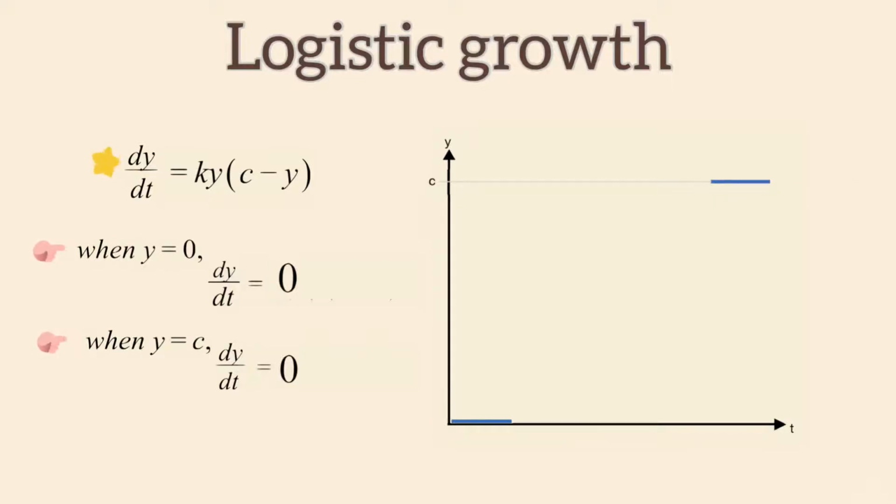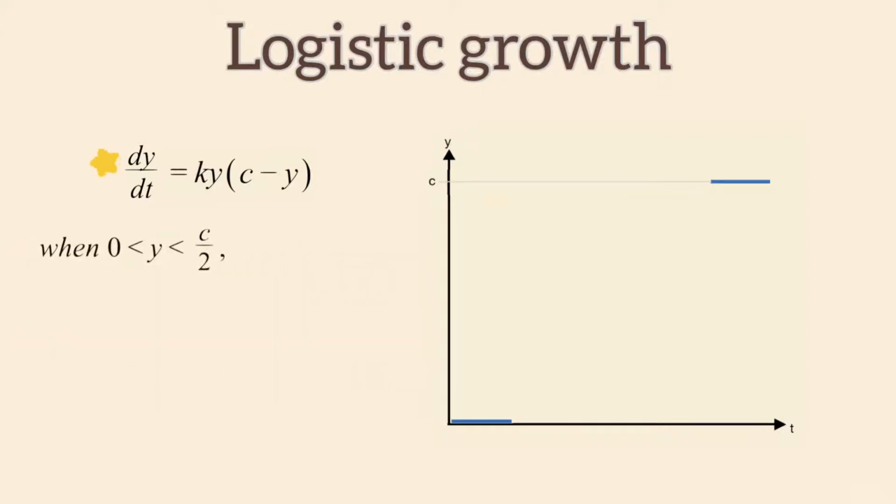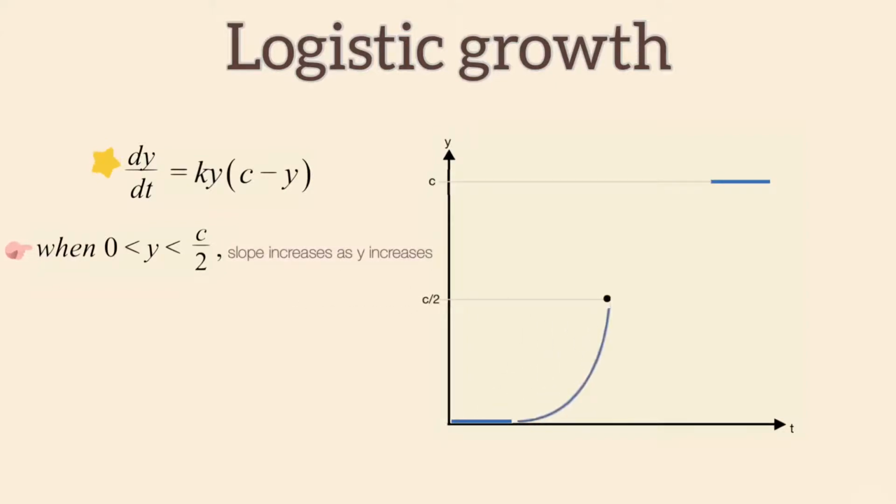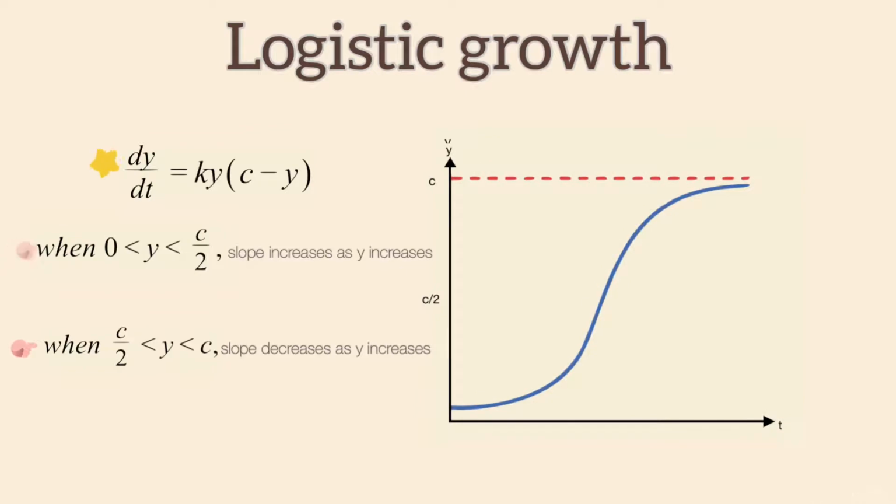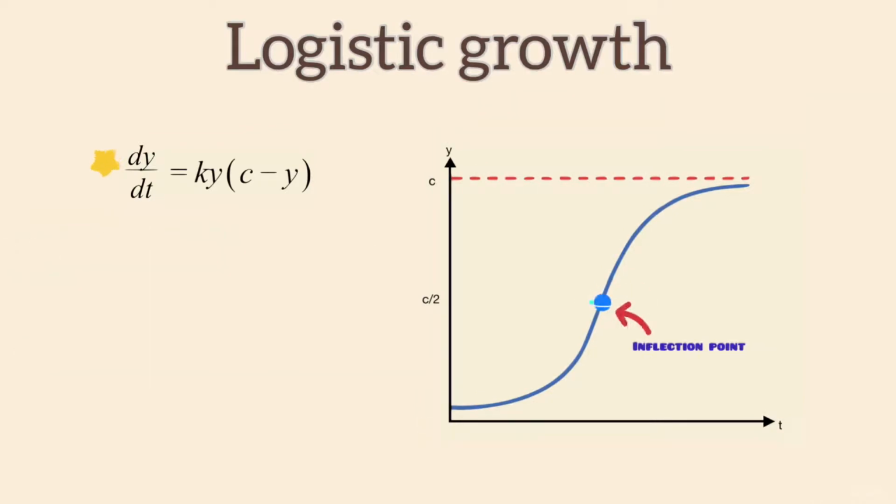You may wonder, what about between 0 and c? Well, that's where it gets a bit complicated. When y is between 0 and c/2, slope increases as y increases, giving us this exponential shape before c/2. After c/2, however, slope decreases as y increases, giving us this shape. And overall, this is how the graph will look. So at c/2, we have an inflection point where slope changes direction. Unlike exponential growth, logistic growth has a limit called the carrying capacity.